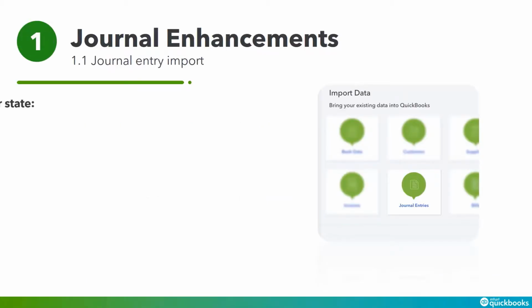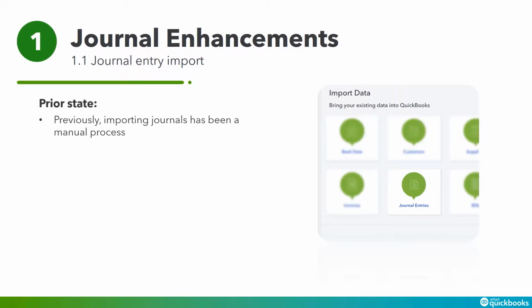We have had the ability to import customers, suppliers, invoices, and bills for some time now. And now we've released the option to import journal entries to save you even more time. Often the quickest way for accountants and advanced users to update QuickBooks Online is by creating journal entries. The problem was that previously, these journals had to be created manually.